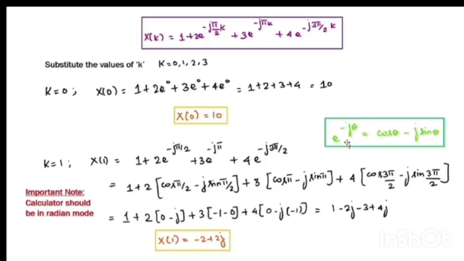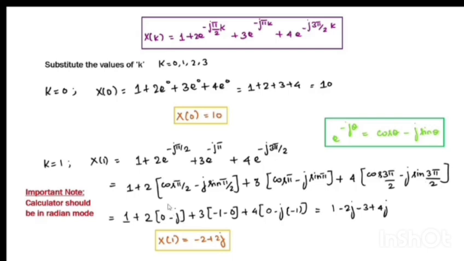By this trigonometric formula, e power minus j theta is equal to cos theta minus j sin theta. I am going to substitute this formula wherever e power minus j theta is there. So now when I substitute it here, I am going to consider pi by 2 as theta here. So it will become cos pi by 2 minus j sin pi by 2. Here I am going to consider pi as theta. So 3 into cos pi minus j sin pi plus 4 into, here I am going to consider 3 pi by 2 as theta. So cos 3 pi by 2 minus j sin 3 pi by 2.